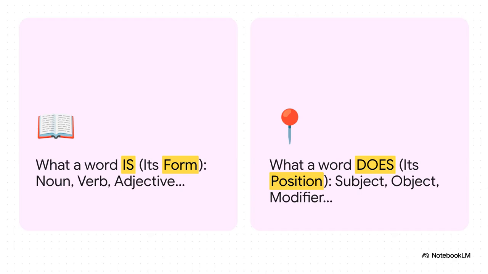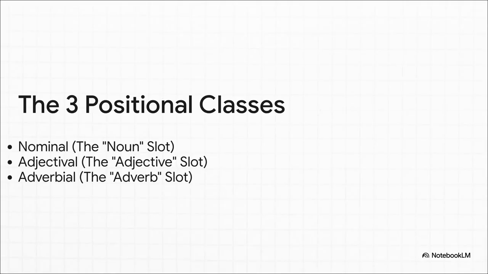Is it the subject, the object? The big idea here is that the position, or the slot, a word fills is the absolute key to unlocking this whole puzzle. And you know what the best part is? It's not nearly as complicated as it sounds. To understand this entire system, we really only need to focus on just three main slots, or what we call positional classes. And here they are, the big three. We've got the nominal, which you can just think of as the noun slot. Then there's the adjectival, the adjective slot, and finally the adverbial, which is the adverb slot. Simple enough, right? Let's break each one down.